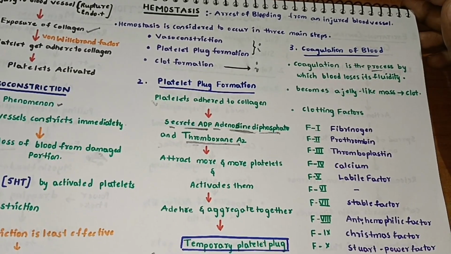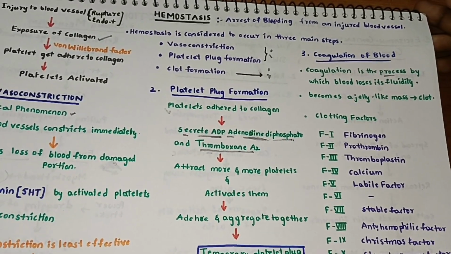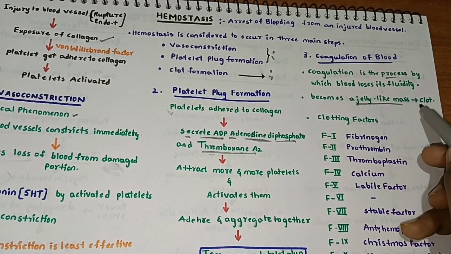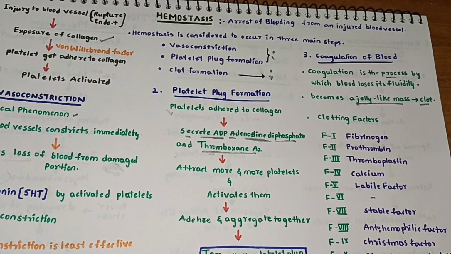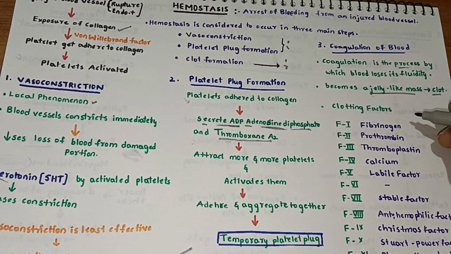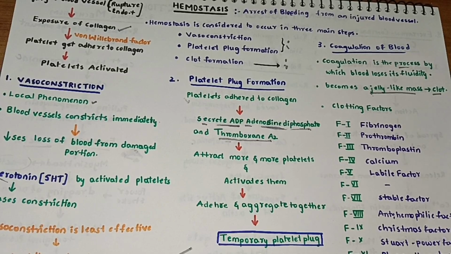Yes, blood loses its fluidity, so it becomes nothing but a jelly-like mass known as clot. So the clotting factors are what? There are 13 clotting factors, in which the sixth one is not yet named.